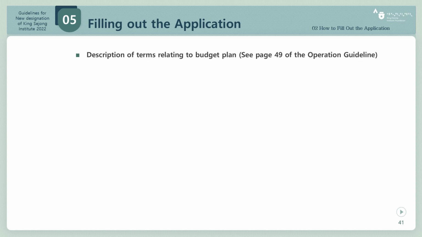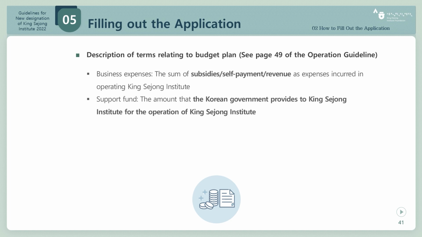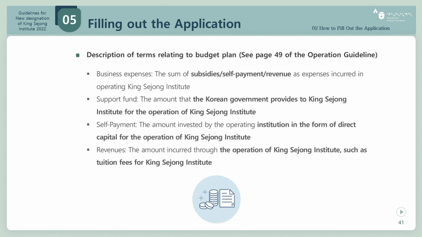The following is a description of the terms related to budget planning. Business expenses for King Sejong Institute consist of subsidies, self-payment, and revenue. The subsidy is the amount of money that the King Sejong Institute Foundation provides to the King Sejong Institute, with subsidies received from the Korean government. The self-payment is the amount that the institution invests in the form of direct capital. Investing in self-payment is not mandatory. The proceeds are the amount incurred through the operation of King Sejong Institute, including the tuition fee. Revenues are not mandatory either.